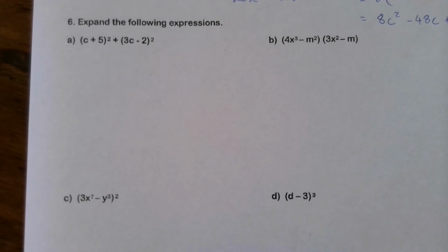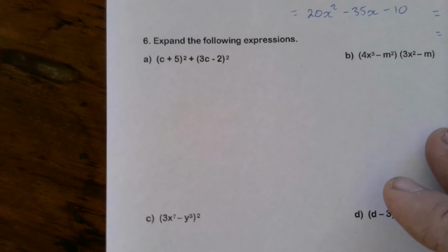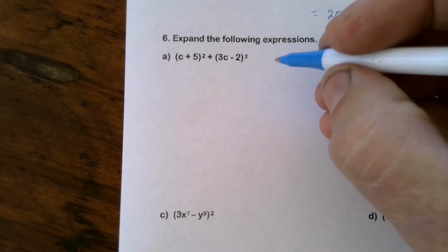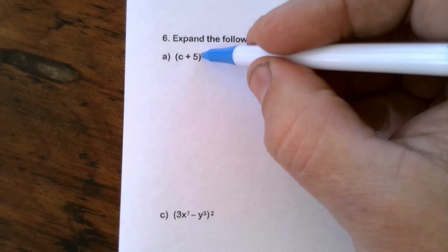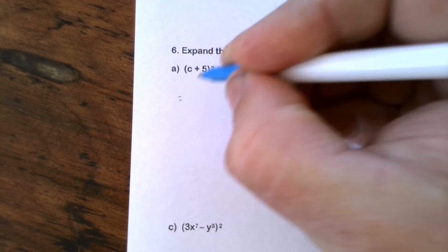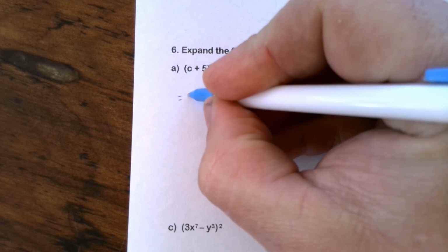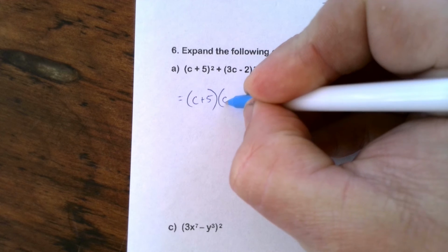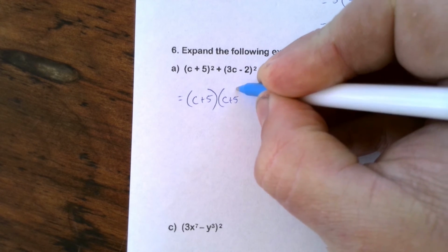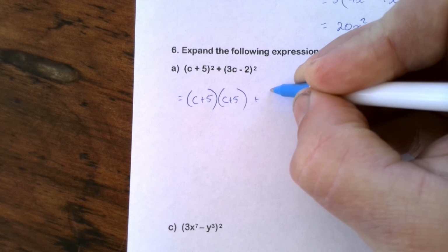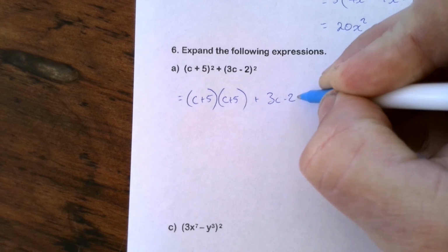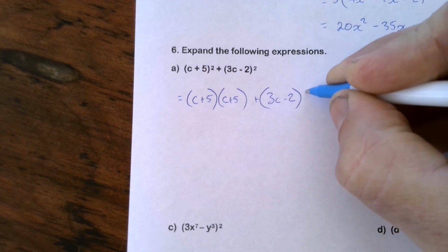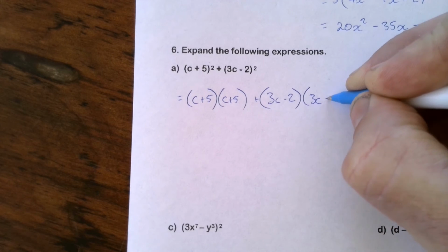Question 6a is where these questions start to get pretty long. We need to expand it, and then we need to collect up our like terms. So let's get rid of the brackets first. So you know that this is really the same as saying c plus 5 multiplied by c plus 5, and then it wants you to add that to 3c minus 2 multiplied by 3c minus 2.